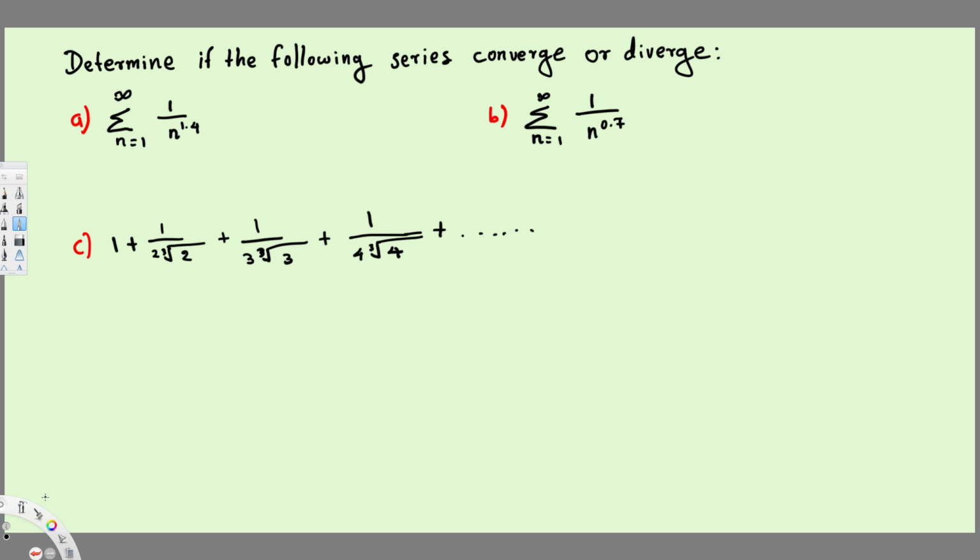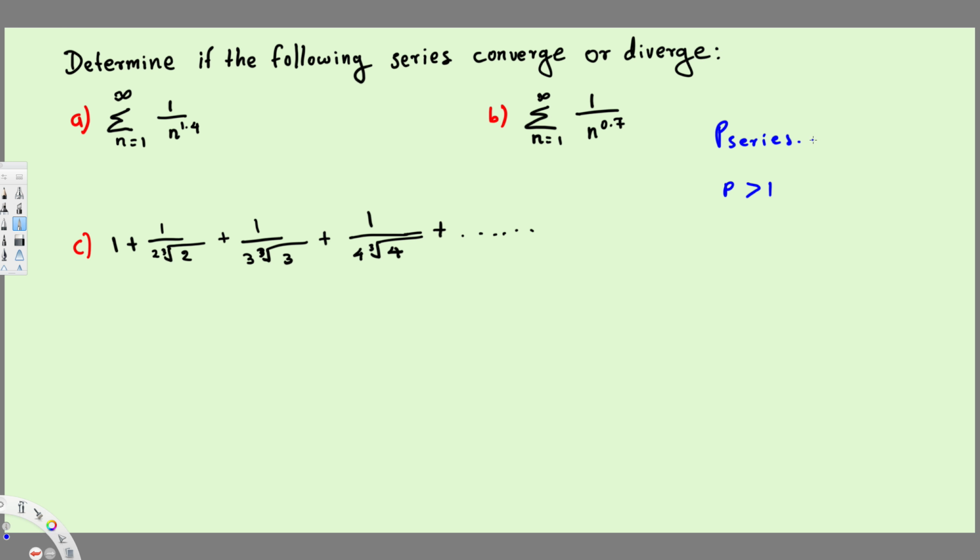Let's do this problem right here. The question is asking, determine if the following series converge or diverge. If you look at this one, we have a P series. So whenever we have a P series, the rule is, if the P value is greater than 1.